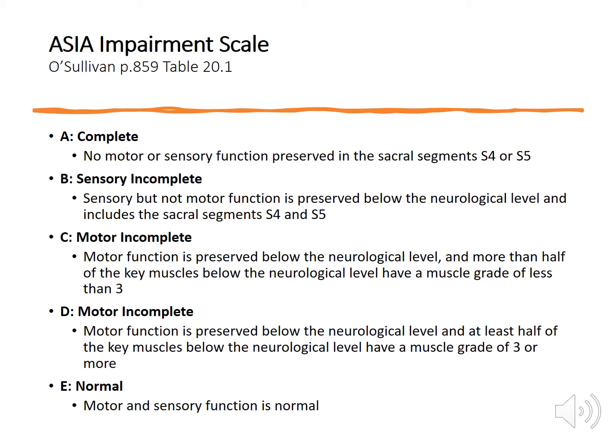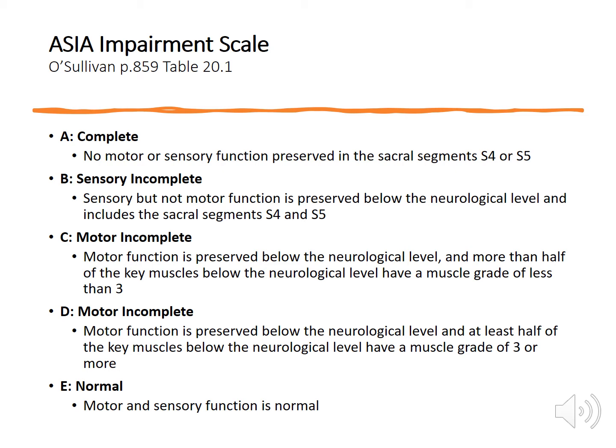So let's talk about the ASIA classifications. With A, we have that patient that has a complete injury at C5 level. There is no motor, no sensory function preserved, or anything preserved in the sacral segments S4 or S5. So this would be classified as a C5 level A or C5 complete according to the ASIA Impairment Scale.